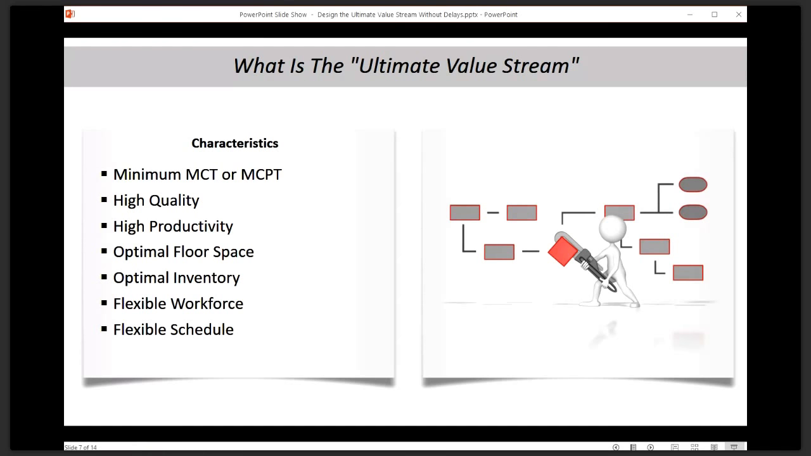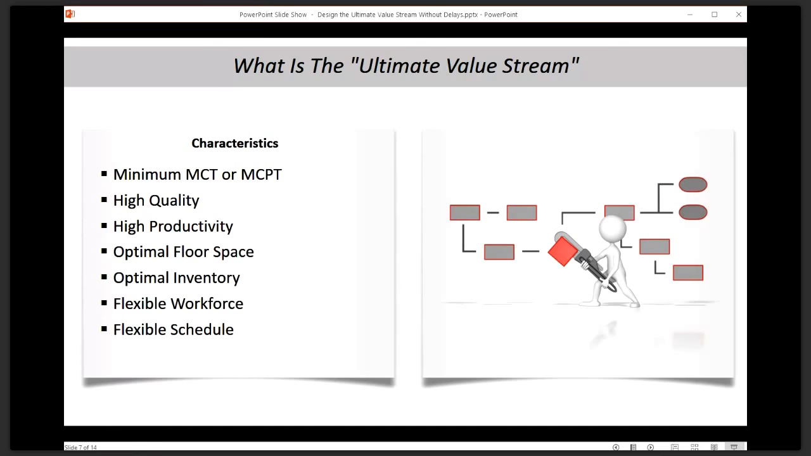Because if there's one thing that irks me, it's this idea of "go reduce inventory." It's not about reducing inventory. It's about not needing the inventory, not needing as much floor space, because the line was properly designed. So you will reach optimal inventory, optimal amount of floor space.